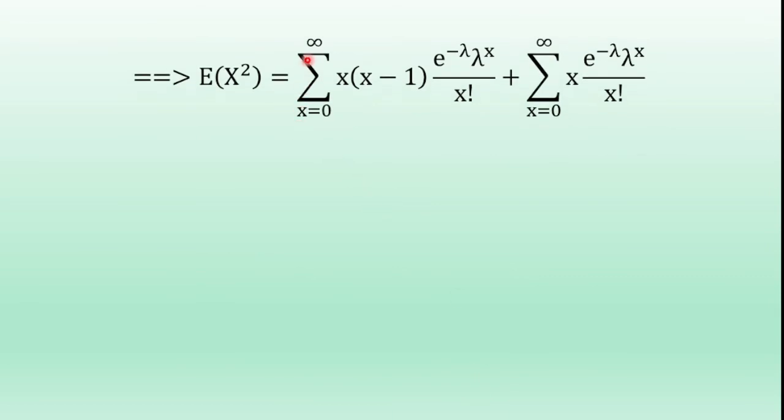sigma x is equal to 0 to infinity x into x minus 1 into e power minus lambda lambda power x by x factorial plus sigma x is equal to 0 to infinity x into e power minus lambda into lambda power x by x factorial. Now in the first summation term, substitute x is equal to 0, the term is 0, and substitute x is equal to 1, the term is 0. And the second term of this equation is the mean value of the Poisson random variable, which was already derived. The mean value of the Poisson random variable is lambda.